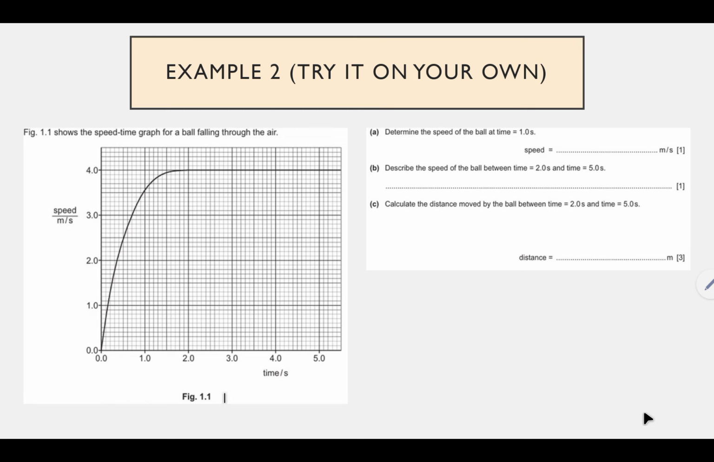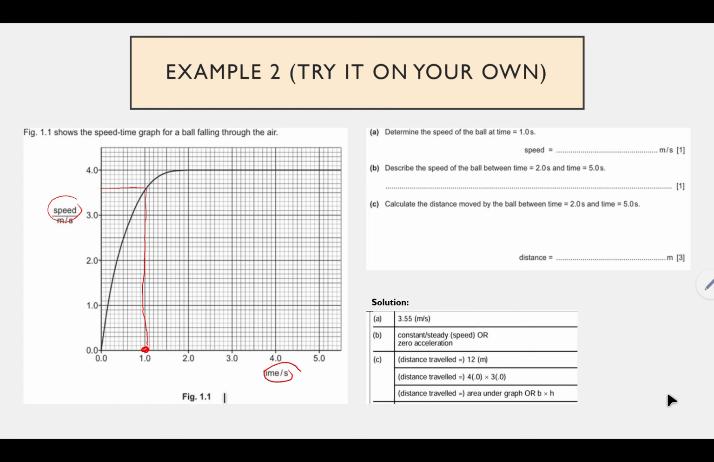Next example, I have a speed-time graph, speed and time. Determine the speed of the ball at time 1 second. So at 1 second, how much was the speed? I'll use a ruler, go all the way up, okay? And then get my speed. You have to use a ruler so you don't get the wrong values. Get the speed here from the graph. So as per the graph, it's 3.55.